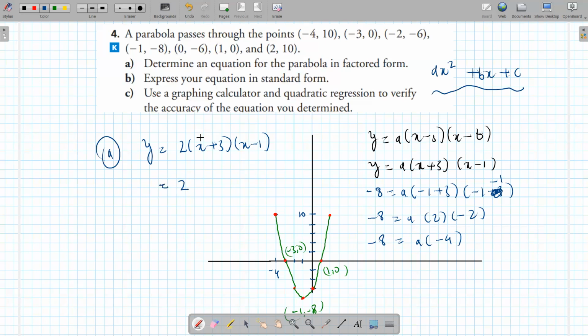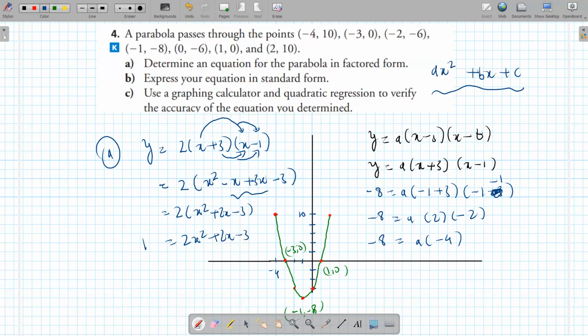You FOIL it. So you're going to go x with x, x with -1. What's x times x? X squared. So yeah, you get x squared, x times -1 is -x, and then you go this way. 3 times x is 3x, and 3 times -1 is -3. You clean up the like terms inside. -x plus 3x is 2x, and then you open this bracket. So you get 2x squared plus 2x minus 3, and that's the answer to part B, the equation in standard form.